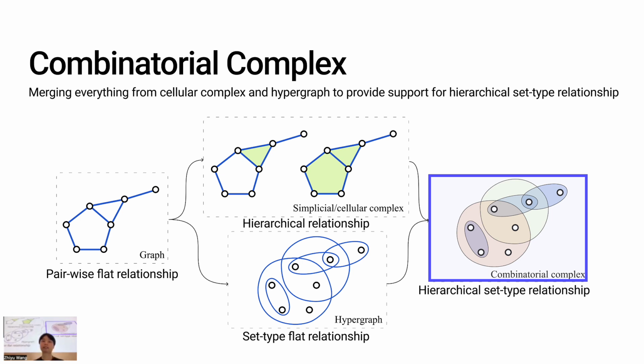A better topological domain for protein representation is combinatorial complex. And this is the generalization of both hypergraph and cellular complex. Basically, you can see it as a hierarchical hypergraph, where each hyperedge has a rank, and the lower rank hyperedge can be contained by a higher rank hyperedge. And combinatorial complex does not require any cells to have boundaries like cellular complex do. So as a result, it offers a more flexible hierarchical set type relationship that can work better for protein representation learning tasks. And I'll discuss how a protein combinatorial complex would look like in later slides.